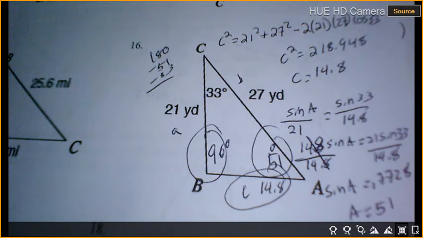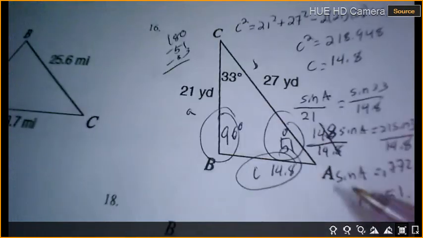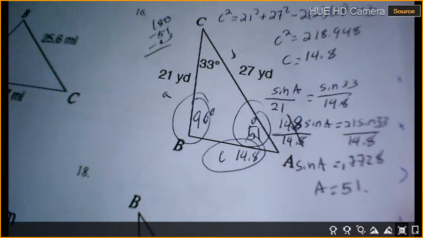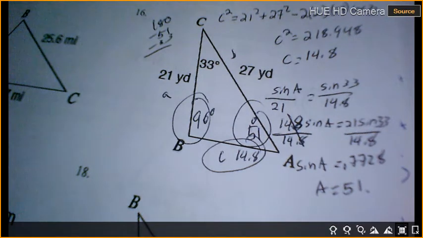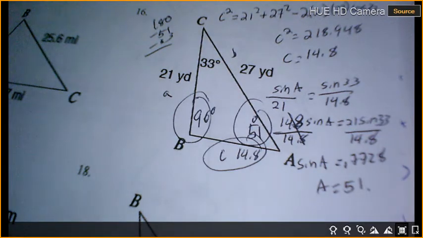Should we do a word problem? How did you find the numbers? This is 51. I got sine A equals 0.7728. And then I took the inverse of that, sine to the minus 1, to get 51. Let me see. You said 35 and it's 33 degrees. That's why.